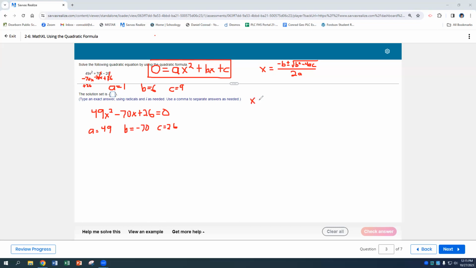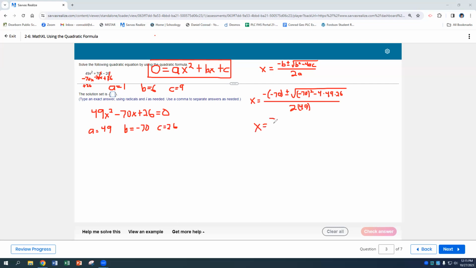So x equals opposite of negative 70, right? Plus or minus the square root of negative 70 squared minus 4 times 49 times 26, all over 2a, that's 2 times 49. Okay, so we're just going to get some much bigger numbers here.